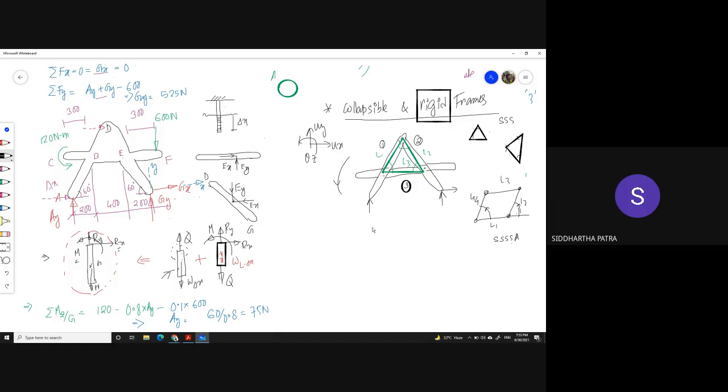By providing a normal support. So by providing a roller support or a normal support at A, the third support at A essentially prevents the rotation. Okay. And this way the structure is optimally constrained. Now it cannot translate in X and Y or rotate.